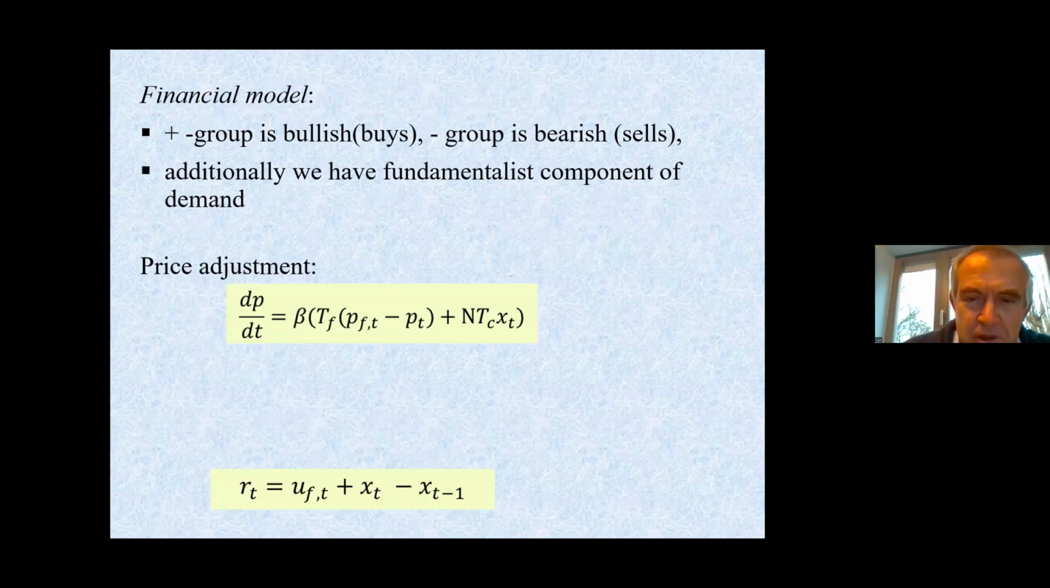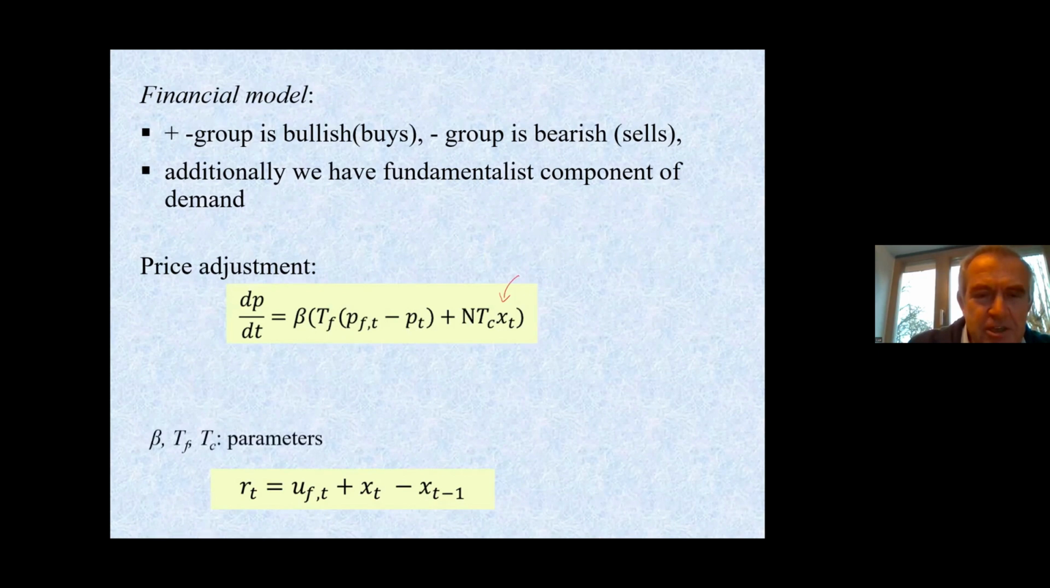Here we have the difference between optimists and pessimists. If positive, that's a positive component of excess demand. If negative, there's more supply than demand of this group. And on top of that, we have some traders who follow a fundamentalist strategy. That means they buy if the price is lower than the fundamental value and vice versa. Beta is the price adjustment speed.